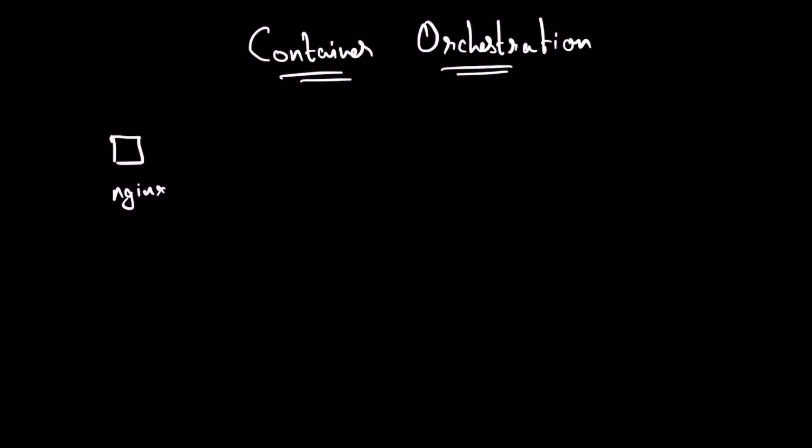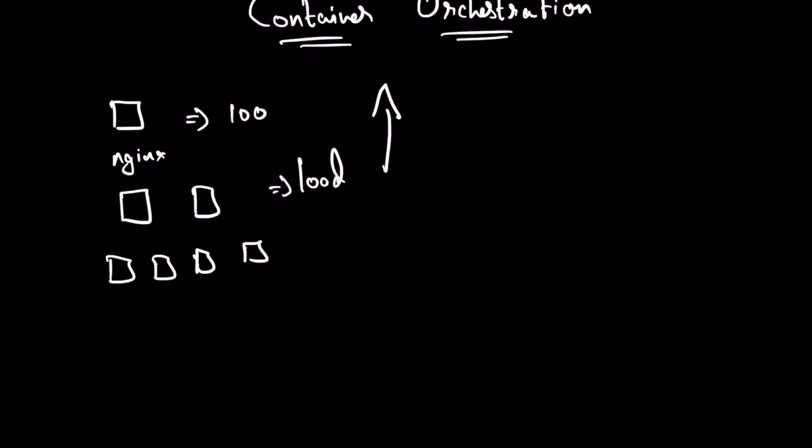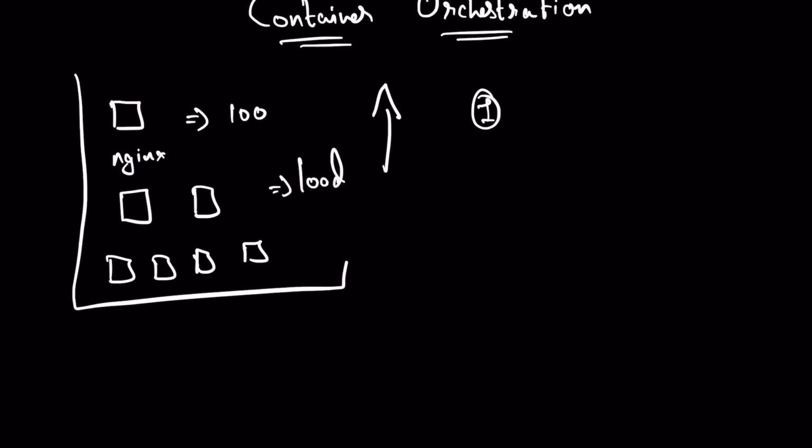And this container is able to serve 100 users. Your application becomes popular and you are adding 2 more containers to handle the load. And as your application grows, you might be adding a few more containers to this environment. So if it's a single container, it's very easy to manage, but when we are having multiple containers like this, managing them becomes very difficult.